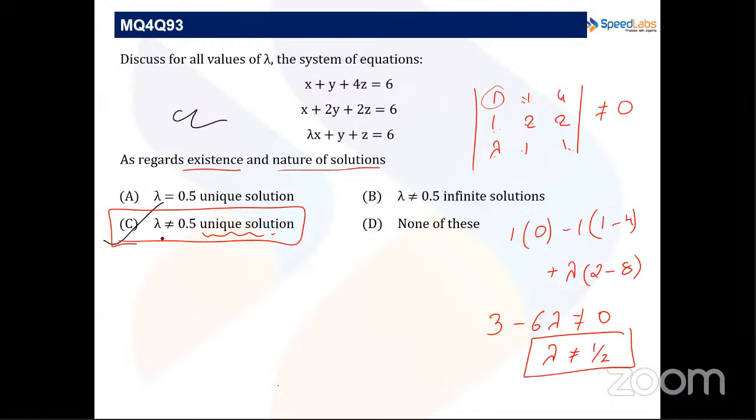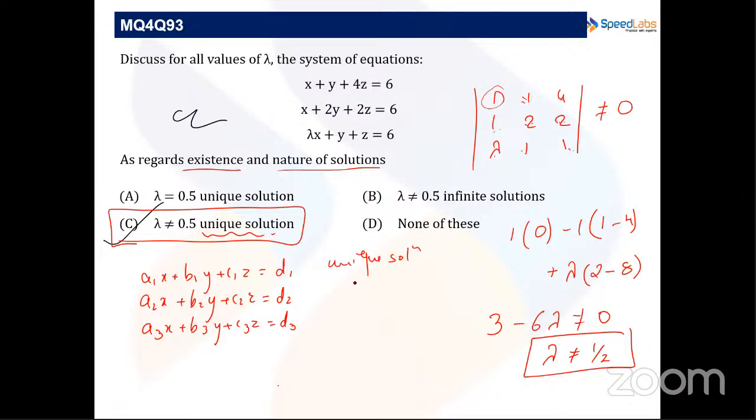See, we are having these equations: a1x plus b1y plus c1z equals to d1, a2x plus b2y plus c2z equals to d2, and a3x plus b3y plus c3z equals to d3. Then for a unique solution, let's write the determinant value: a1 b1 c1, a2 b2 c2, a3 b3 c3. So for a unique solution, the determinant should not be equals to 0.